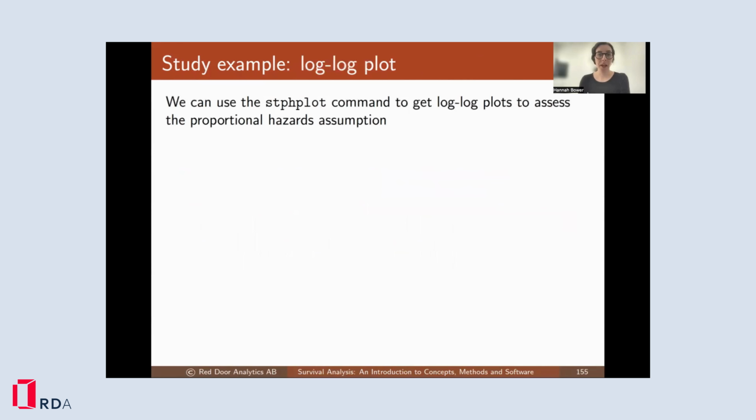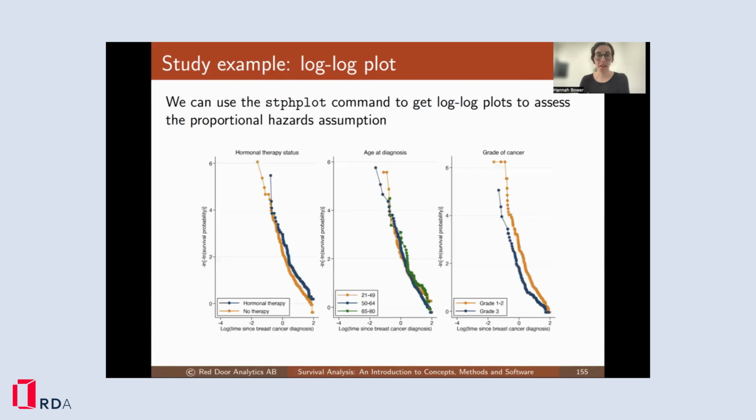So in Stata, we can use a command called stphplot to get the log-log plots to assess the proportional hazards assumption. And we would get something that looks like this. So we have 3 different plots for the different covariates of interest. And here what I've done is I've just put them next to each other. So on the left-hand side, we can see our hormonal therapy status. Actually, this is the same plot as I presented previously. So we can see that it looks like there might be some violations here.